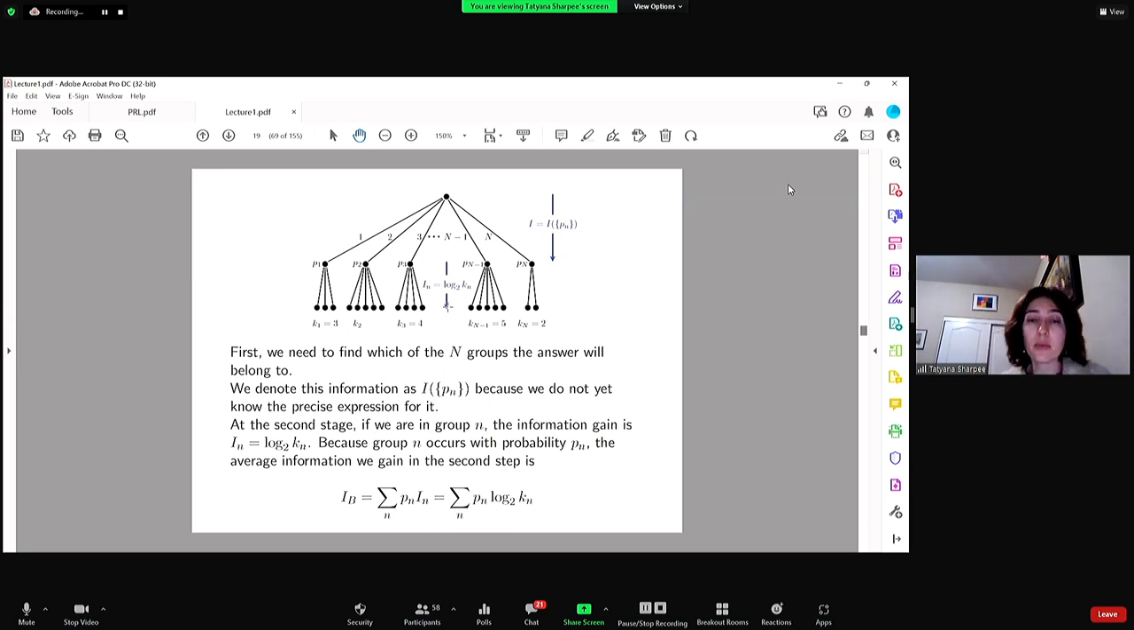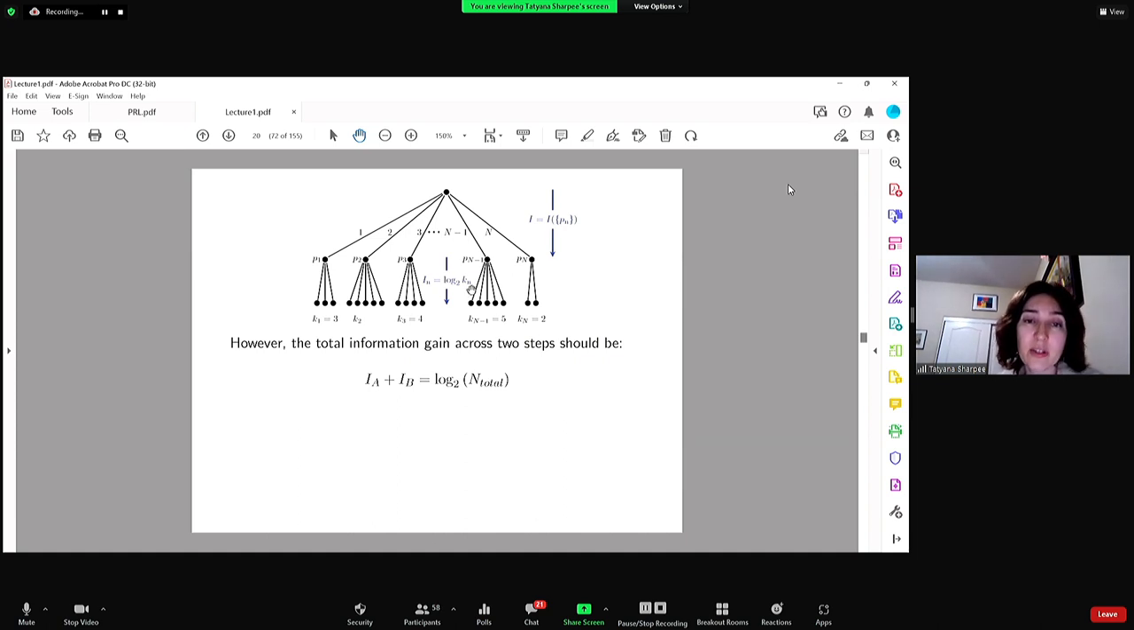So if I know exactly into which of these possibilities we fall, then we will learn full information. But if we only know the group, then our uncertainty remains log two of Kn. And so because each group occurs with probability Pn, the average information we gain in the second step, let's see, is Pn times log two of Kn, or a formula which we had in the past.